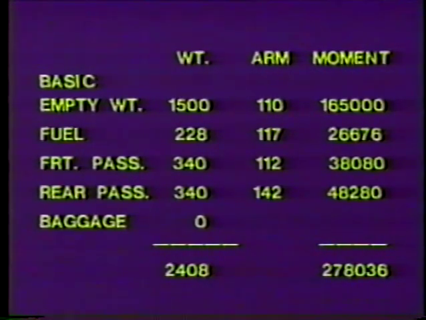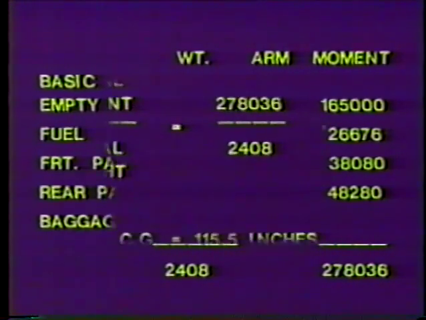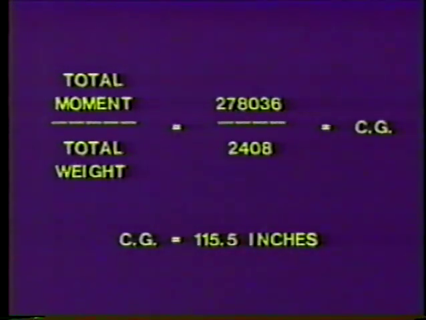Now we have all the necessary information to determine the center of gravity location. Divide 278,036 by 2,408 and get 115.5 inches from the datum. This is within the forward center of gravity limit of 114.5 inches and the aft limit of 118.3 inches, so our airplane is safely loaded.